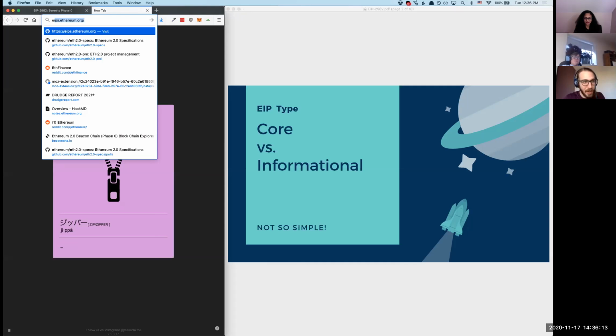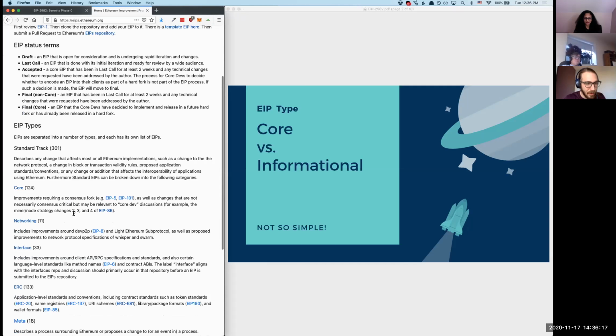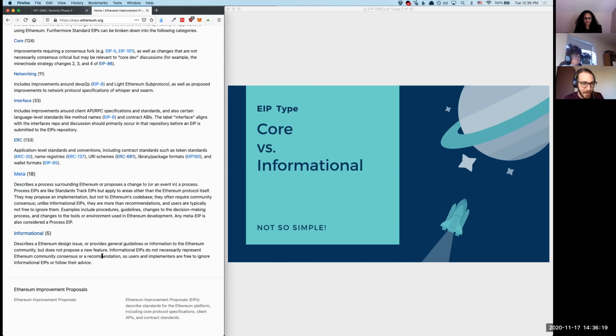Actually, I'll pull it up right now. Right, so it's a design issue, provides general guidelines or just information to the community. Whereas core is something that actually affects implementations, consensus, if it does go to mainnet. And you have all these other ones, meta, interface, networking, fun stuff. But we're one of the 5 informational.